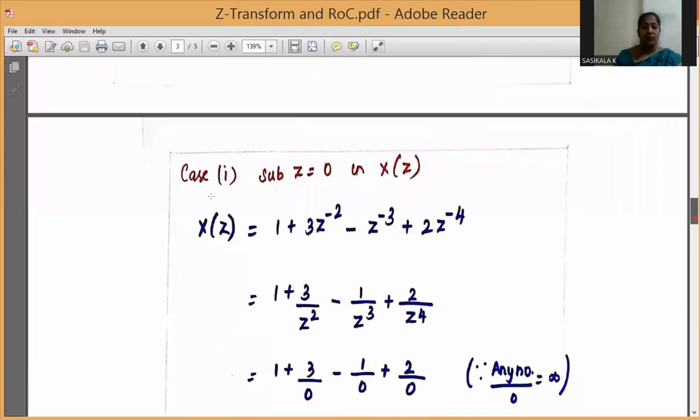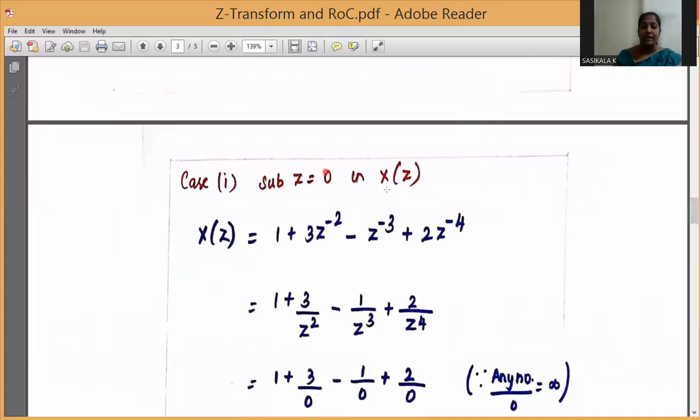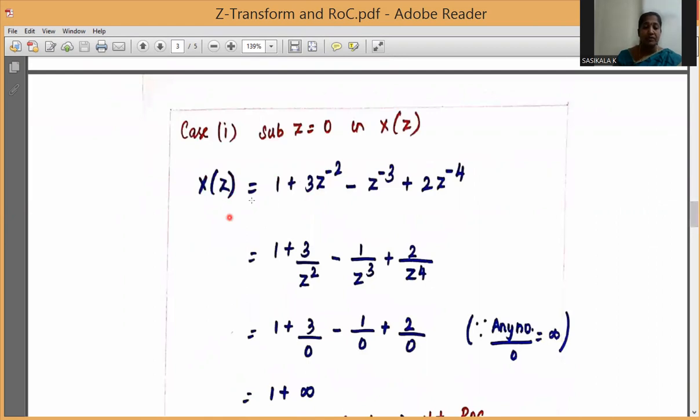Now, case 1. Substitute z is equal to 0 in X of z. What is your capital X of z? The value is 1 plus 3 z power minus 2 minus z power minus 3 plus 2 into z power minus 4. So this 3 into z power minus 2 can be written as 3 by z square. So 1 plus 3 by z square minus 1 by z power 3 plus 2 by z power 4.